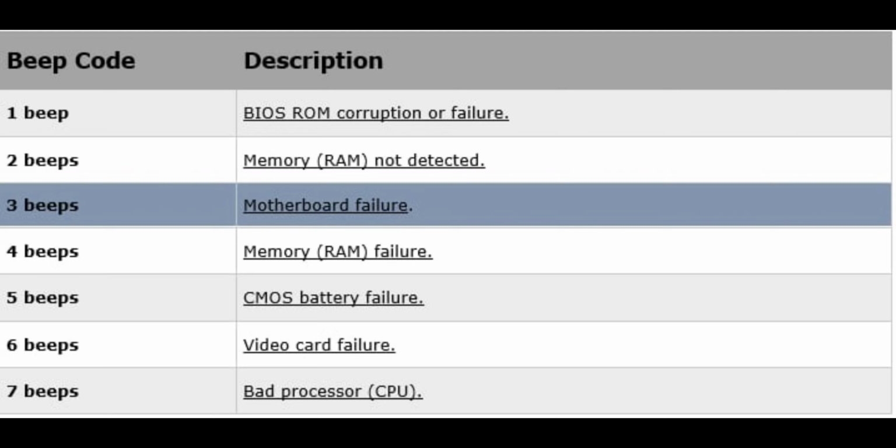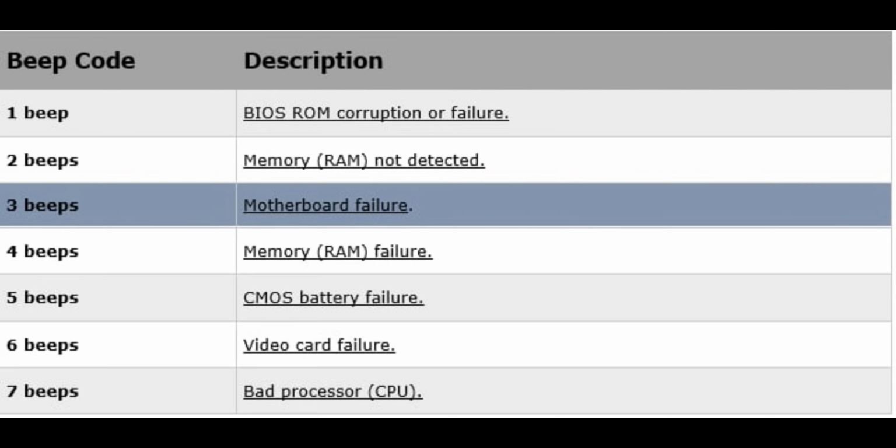If you hear this sound, it means that the problem is a motherboard failure. So here are some steps to help fix the motherboard failure. So first, identify the issue. Try to determine the specific symptoms of the motherboard failure, such as the computer not turning on or an unexpected shutdown. Then second, check the hardware connections.